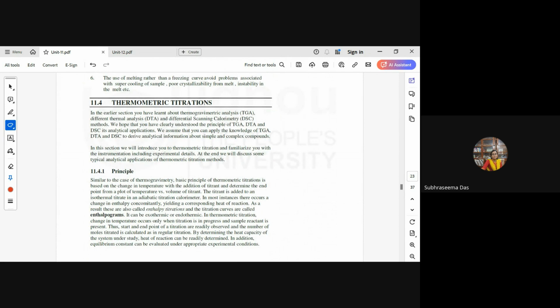Now coming to thermometric titrations. Before going for thermometric titration, I'll just take a break of 5 minutes, then again resume.